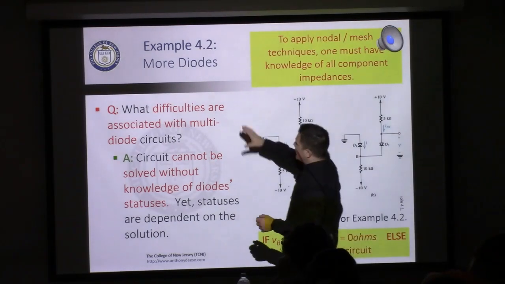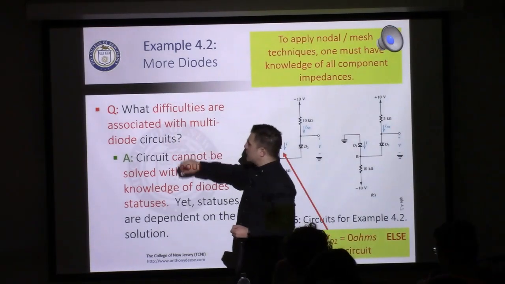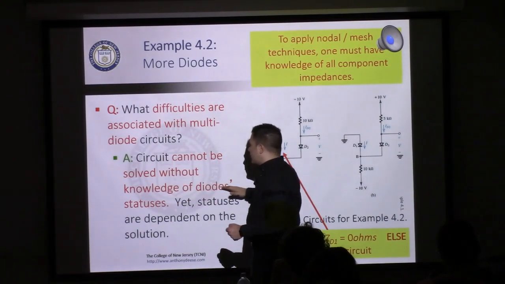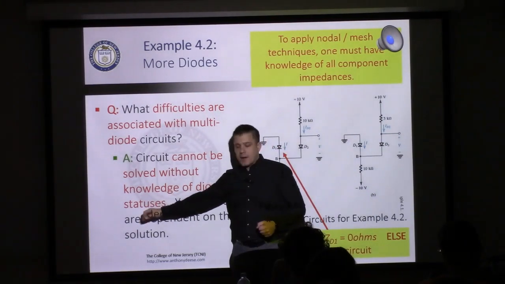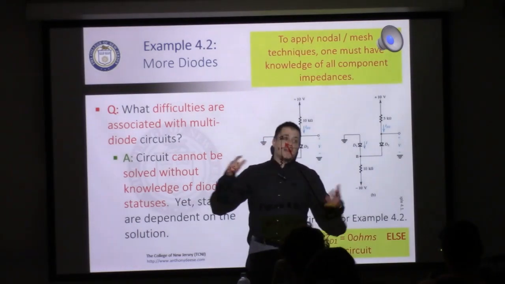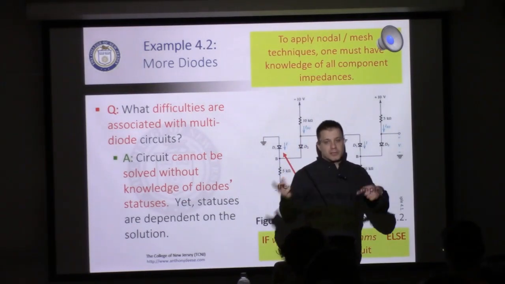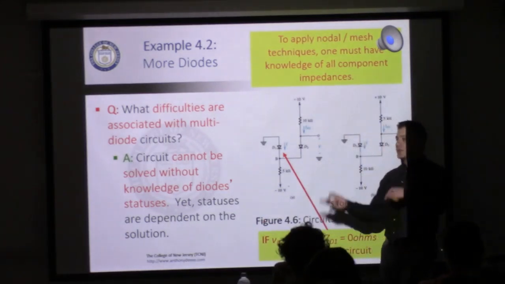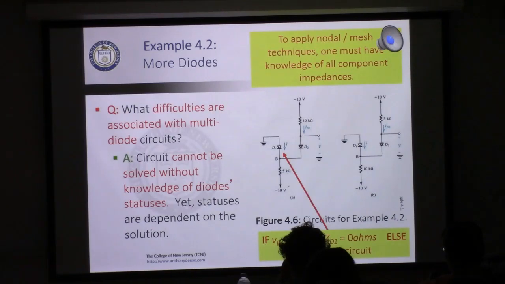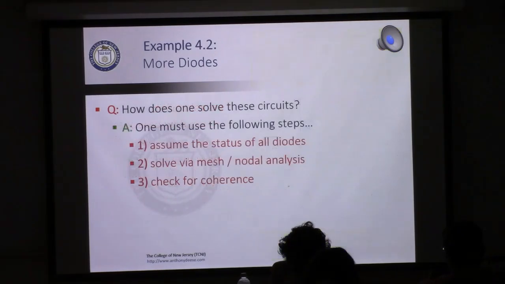When we say what's the difficulty associated with multi-diode circuits, it's the fact that the circuit cannot be solved without knowledge of the diode's status or mode of operation. However, we don't know the mode of operation because it's dependent on the solution. We don't know the solution without the mode. We don't know the mode without the solution, vice versa. So that obviously is a problem. So how do we solve something like this?